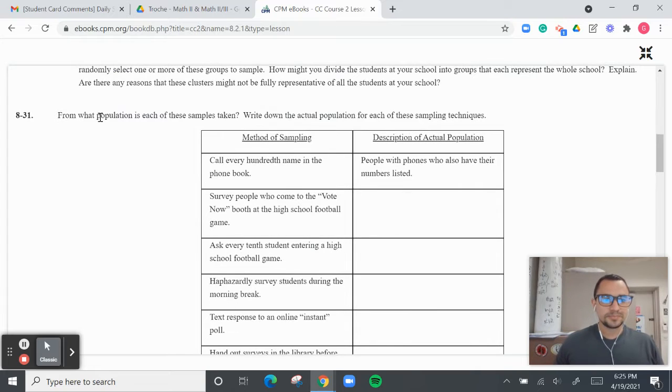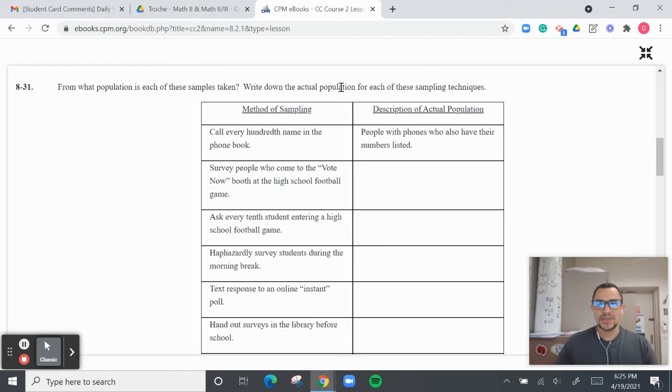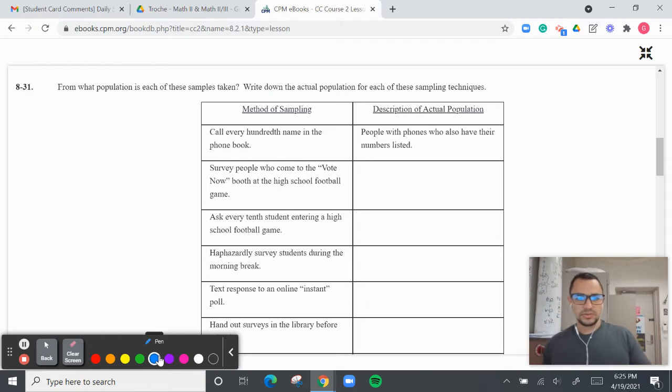All right, 831. From what population is each of these samples taken? Write down the actual population of these sampling techniques. So I'm going to start writing things down. Let me get my pen here. I'll use blue. This sounds good.